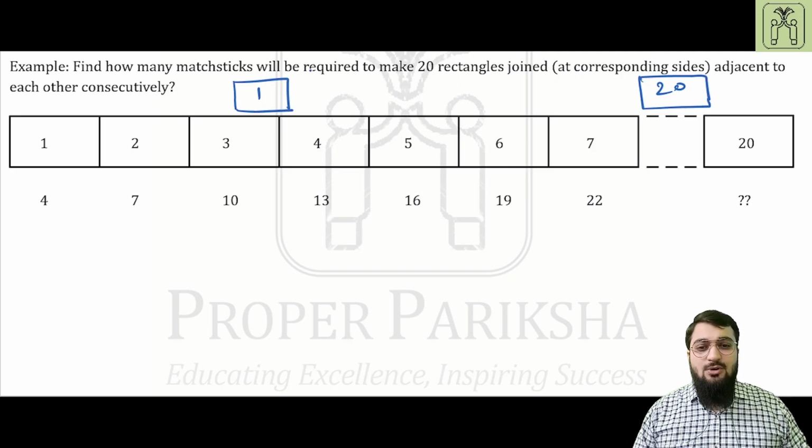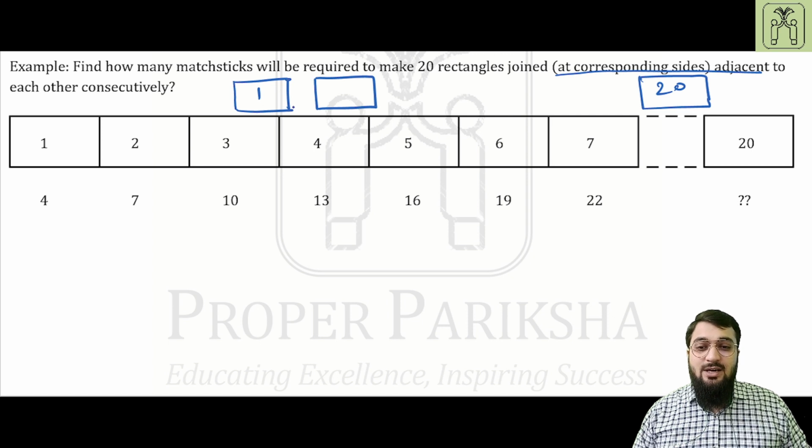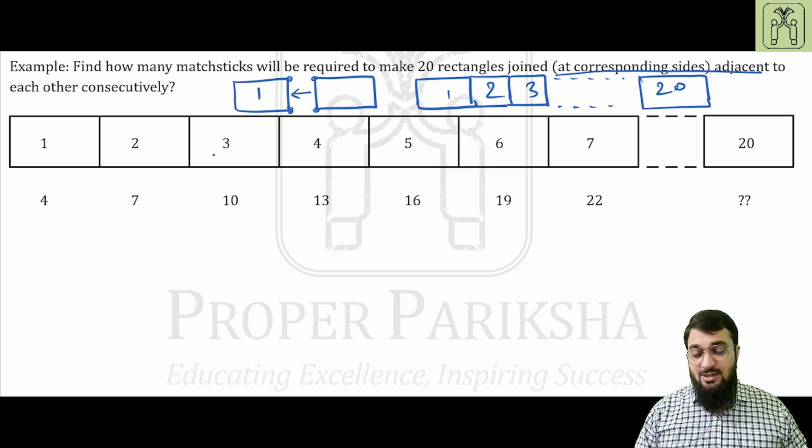Joined at corresponding sides, adjacent to each other. So if I make another rectangle over here and I say to point out the corresponding sides adjacent to each other, then you will definitely say that the adjacent and corresponding sides are these ones. So this is attached to the first rectangle in this manner. That is, the rectangles are made like this, then like this, and like this, and so on. So this is how you understand and interpret the language of the question: corresponding adjacent sides joined to each other consecutively.